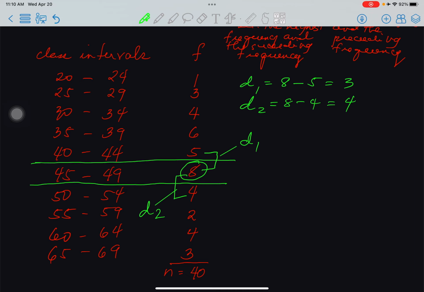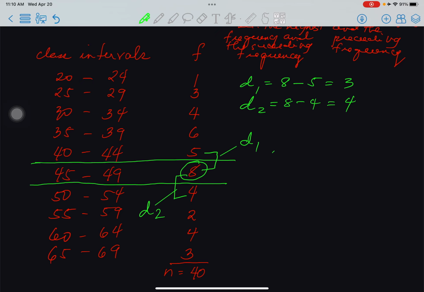So it's pretty simple. You just have to determine your d sub 1 by subtracting the preceding frequency from your highest frequency. Then to determine your d sub 2, just subtract the succeeding frequency from your highest frequency, based on our given distribution table. Now, let us determine our mode.